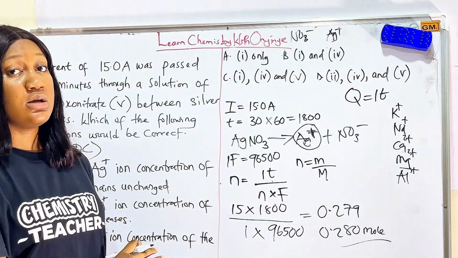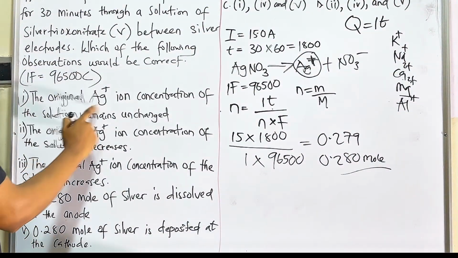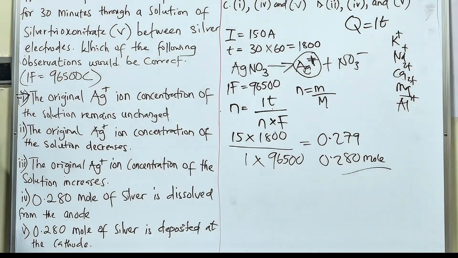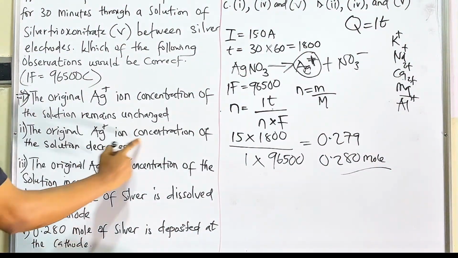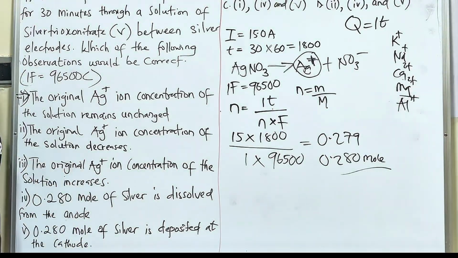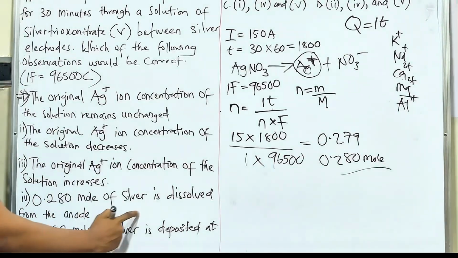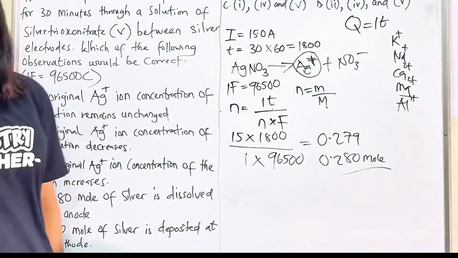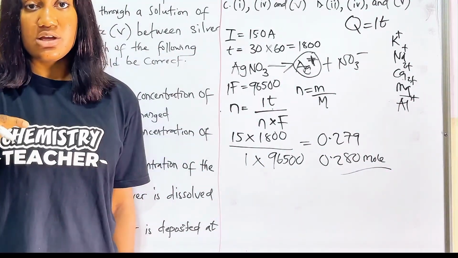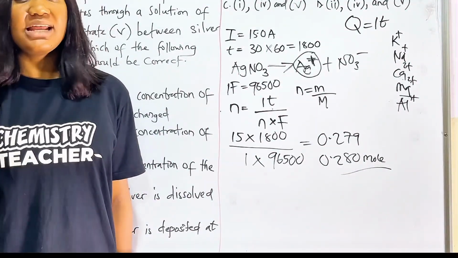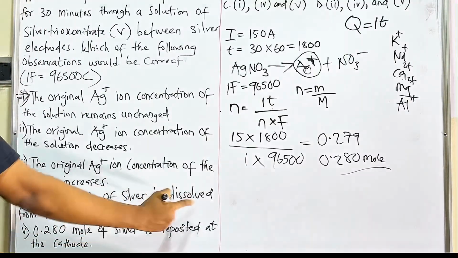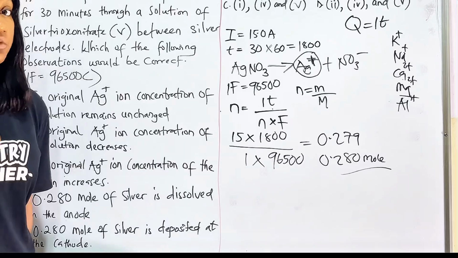Let's come back to the question. The original silver ion concentration of the solution remains unchanged. Yes, the concentration of silver ion will remain unchanged. The original concentration of the solution decreases. No, it's not going to decrease. Original concentration of the solution increases. No, it's not going to increase. 0.280 mole of silver is dissolved from the anode. Yes, remember I said that the anode electrode will dissolve to form an ion. Silver is a cation, so it's going to dissolve to form a cation. So 0.280 mole of silver is dissolved from the anode. Yes, it is.